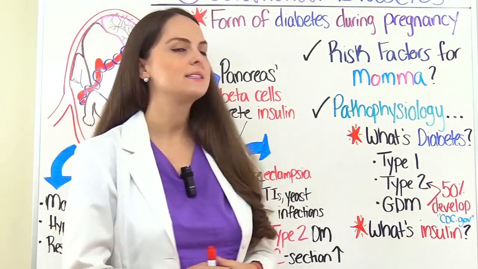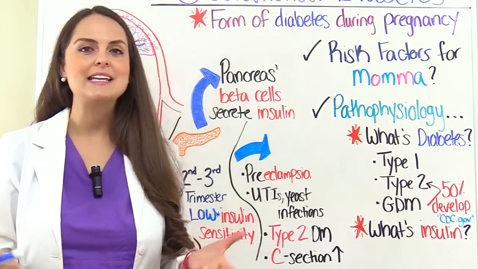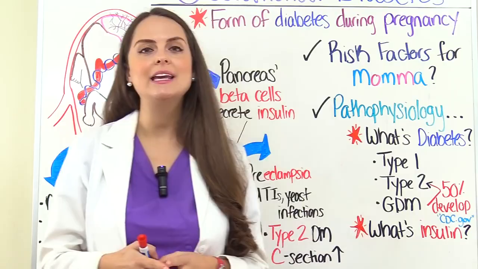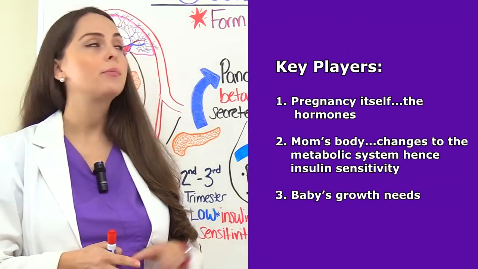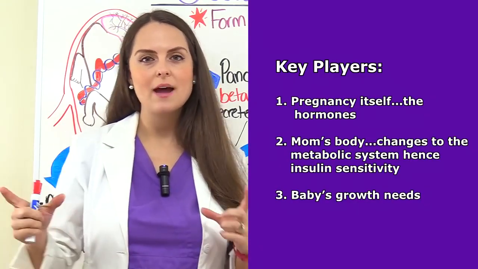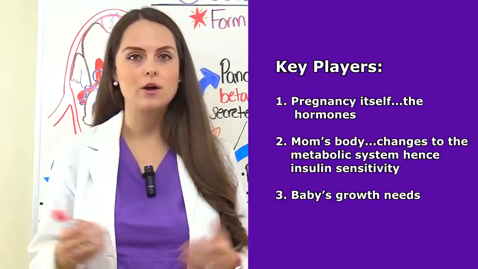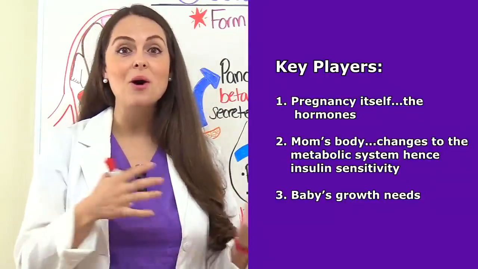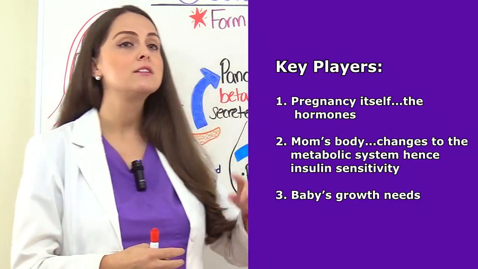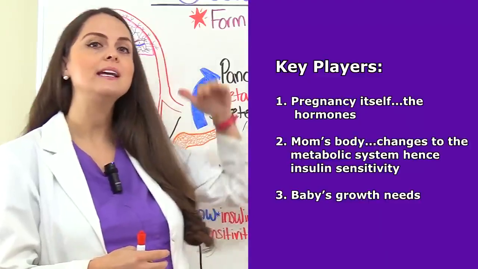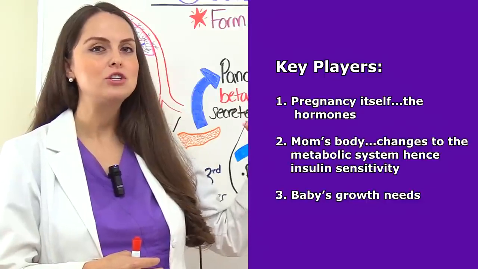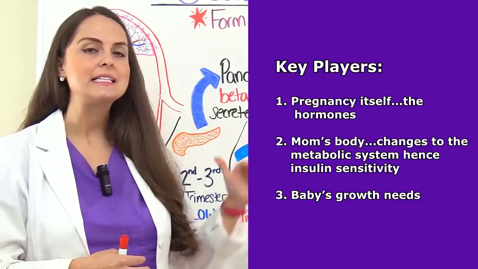Now let's talk about the pathophysiology of gestational diabetes and why it is occurring. To help us understand, let's remember 3 key players. The first key player is the pregnancy itself, specifically the hormones being produced to help support that pregnancy and that baby's growth. The second key player is mom's body, specifically the changes occurring to her metabolic system, because those hormones are going to influence that metabolic system and make her less sensitive to the insulin. So we're going to have low insulin sensitivity.